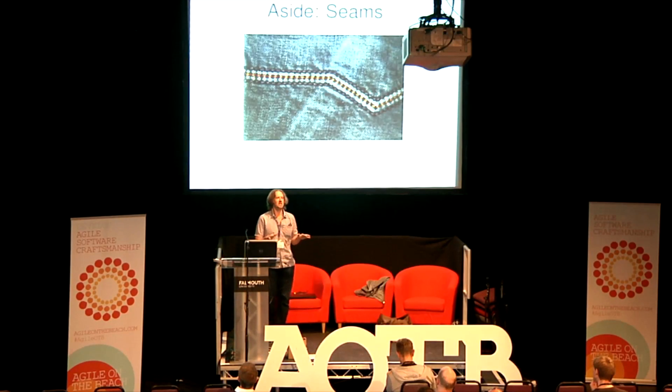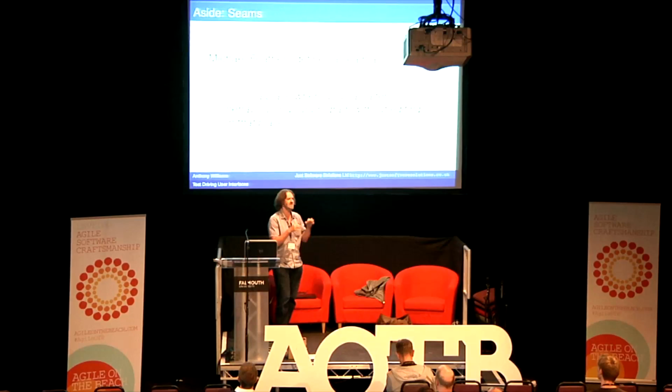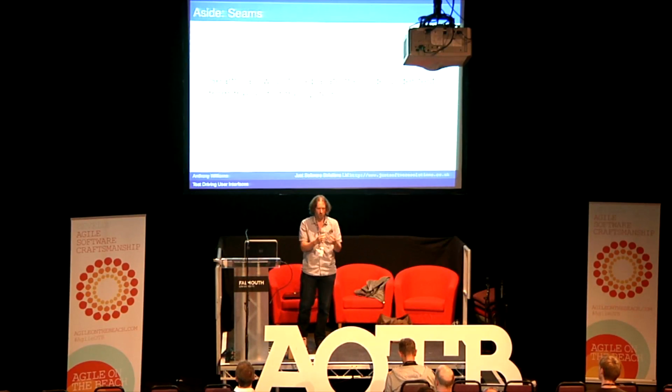Okay, so I'm just going to have a quick aside here about seams. Michael Feathers, in his book Working Effectively with Legacy Code, defines a seam as a place where you can alter behavior in your program without editing in that place. So this is great for us when we're doing tests, because it allows us to separate the code that we're testing from all the rest of the application.